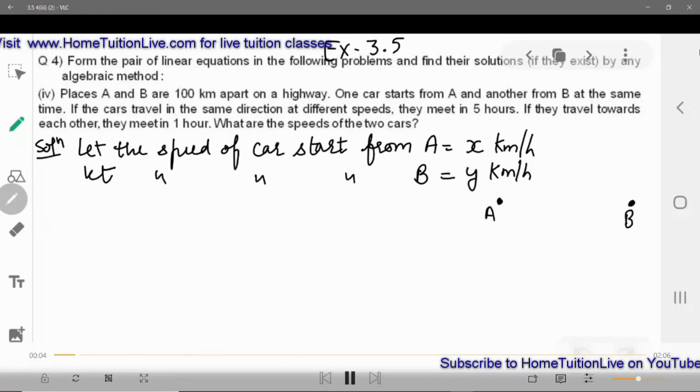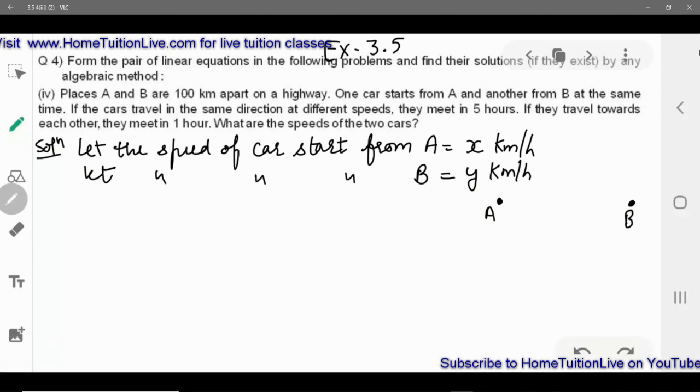Both part of exercise 3.5. Form the pair of linear equations in the following problem and find the solution by any algebraic method. So we have been given the question, and we have to prepare the equations from this question, and then we have to solve the equations for finding the solution. So what is the question?